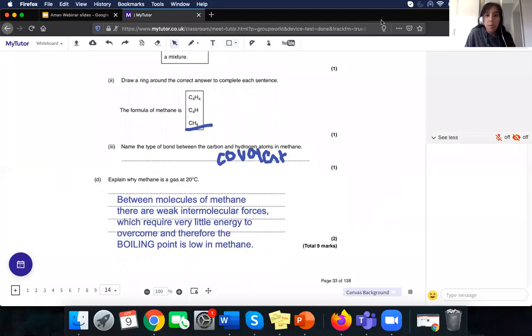Okay, well done to all the people that answered those questions. Really good. Yeah, it doesn't have strong intermolecular forces, it has weak intermolecular forces. Well done. Intermolecular forces by definition are weak.